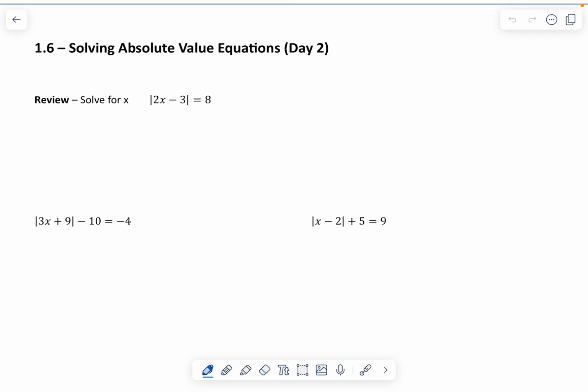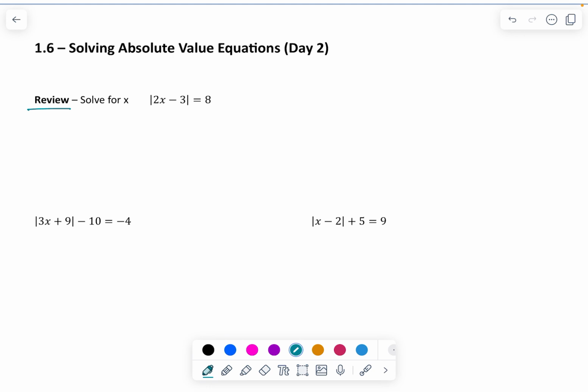All right, here we are, day 2 of solving absolute value equations. We're going to start off today with a little review from yesterday. So we're going to solve this equation. Now remember, absolute value means distance from 0. So we have to consider both the positive and negative possibilities for answers.